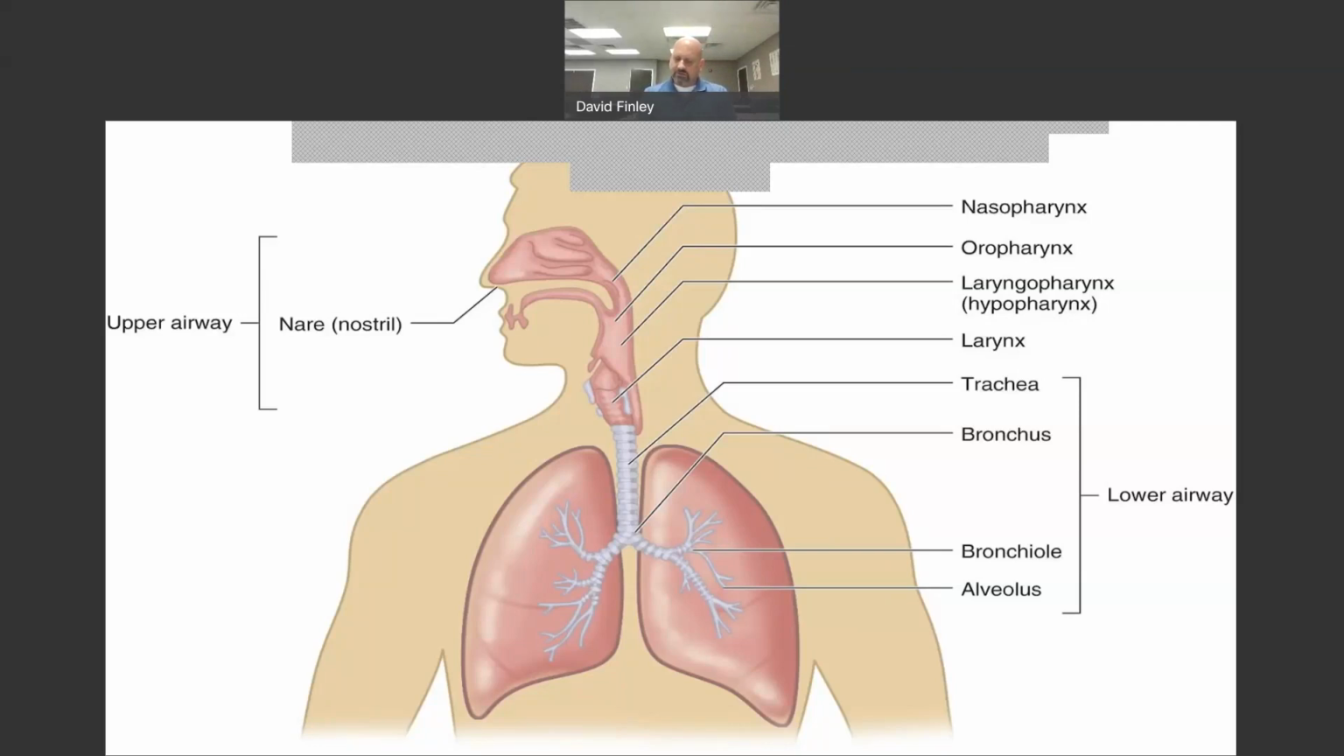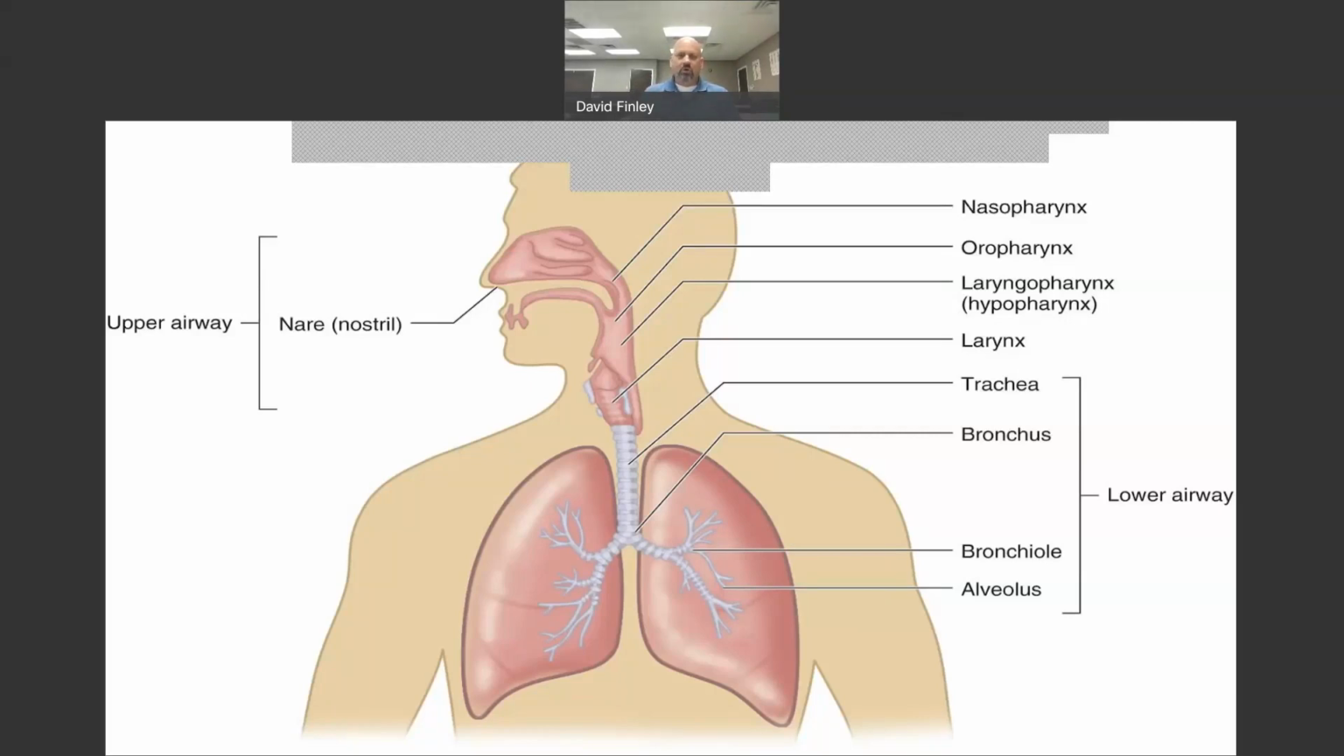Anatomy of infants and children. A couple things just to note. In infants and children, the tongue is proportionally larger in a child. It doesn't mean that our tongue is smaller or theirs is larger. It just, theirs takes up more space in their mouth than an adult does. Okay.